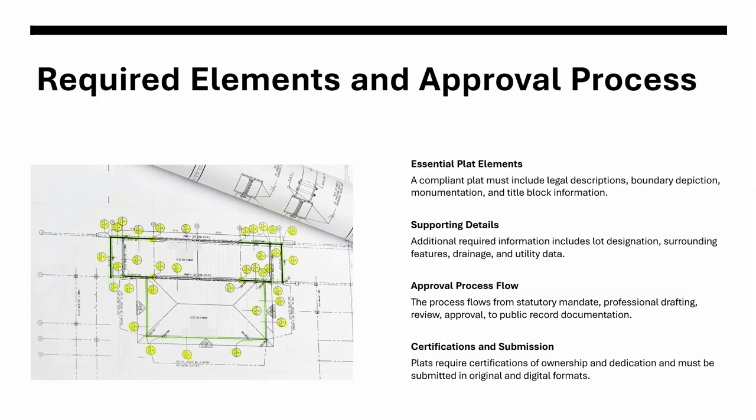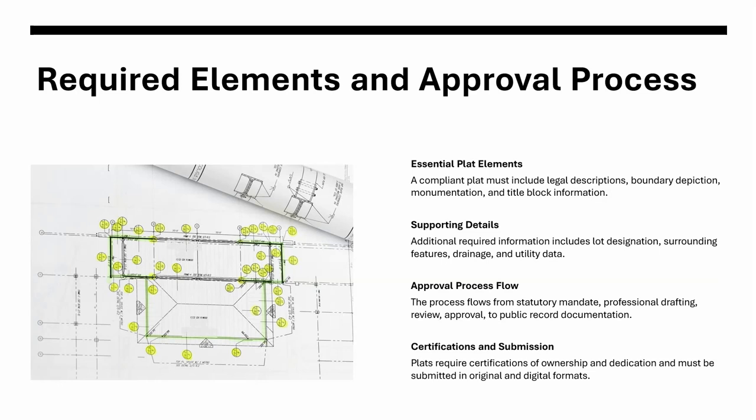So from law to drawing to record, let's trace this process. First, we have a statutory mandate. If a land division meets the criteria, Texas law compels a plat. Second, we have professional standards. When preparing the plat, the drafter and surveyor must follow TSPS and TBPLS rules to ensure accuracy, clarity, and enforceability. Third, we have review and approval. County or municipal authorities review the plat, checking monumentation, dedications, formatting, and technical compliance.